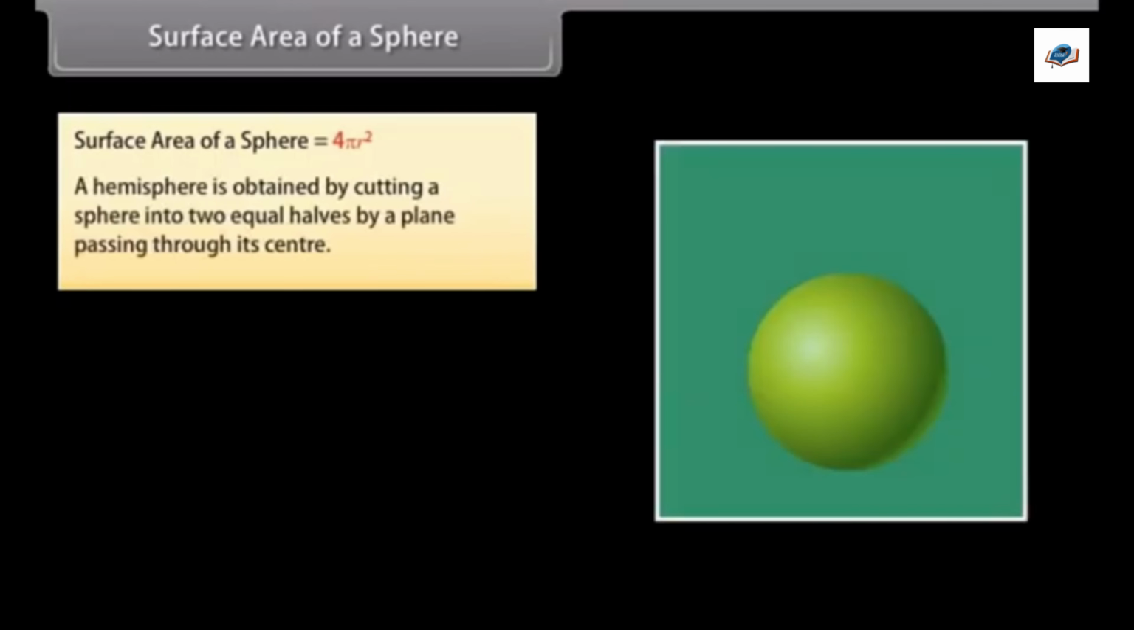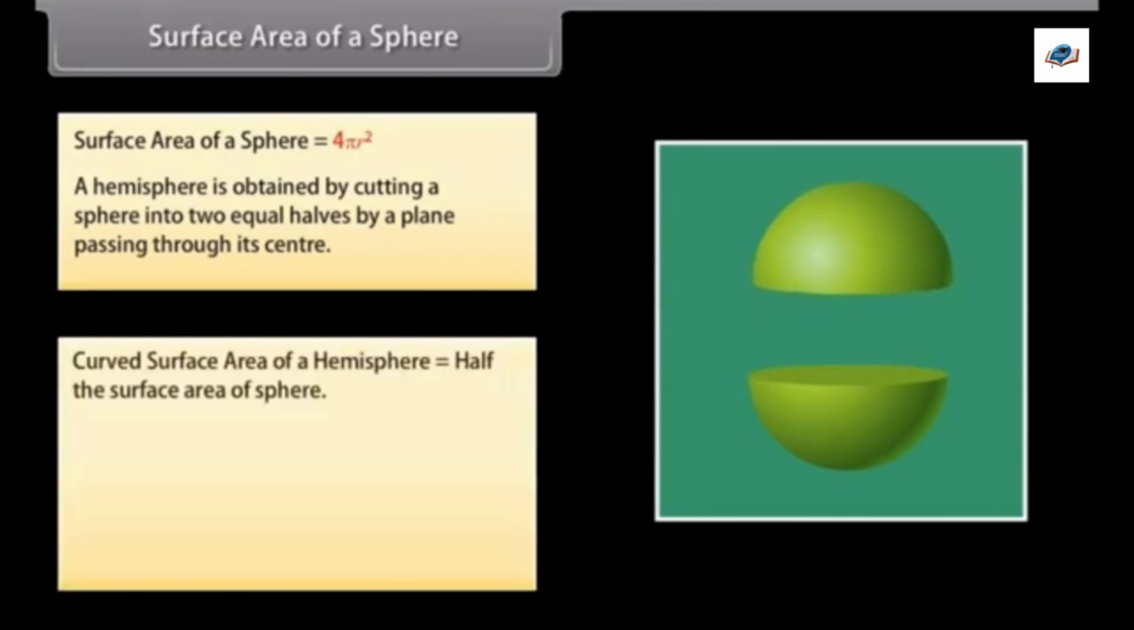A hemisphere is obtained by cutting a sphere into two equal halves by a plane passing through its center. Curved surface area of a hemisphere is equal to half the surface area of the sphere, that is equal to 2 pi r square. Total surface area of a hemisphere is equal to 3 pi r square.